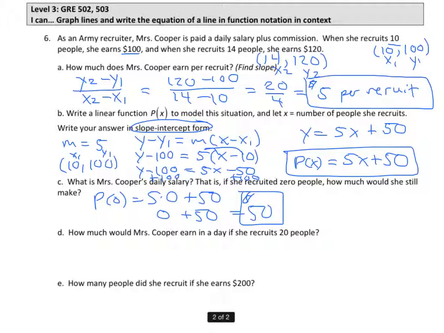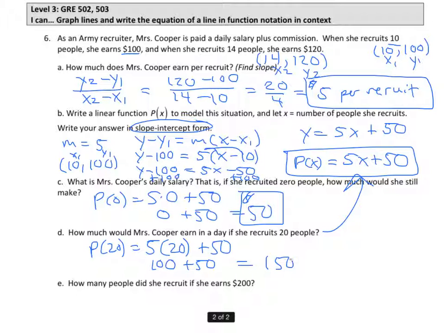Okay, in part D, how much would Mrs. Cooper earn in a day if she recruits 20 people? Now we're going to plug in 20 people for x, so P of 20. And we get 5 times 20 plus 50. So again, I'm plugging it into this equation from part B. 5 times 20 is 100 plus 50. We get $150.